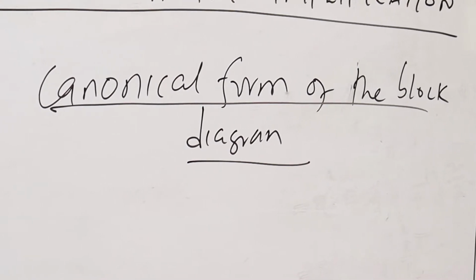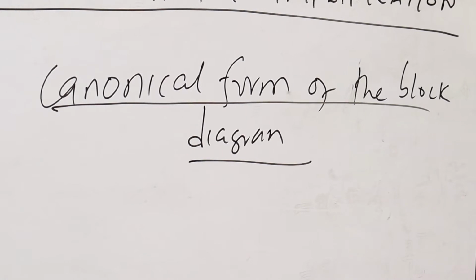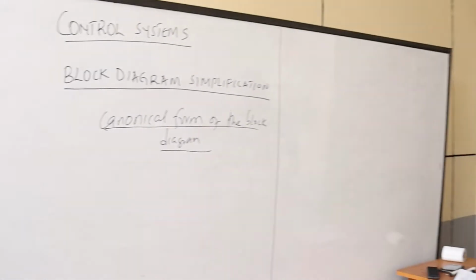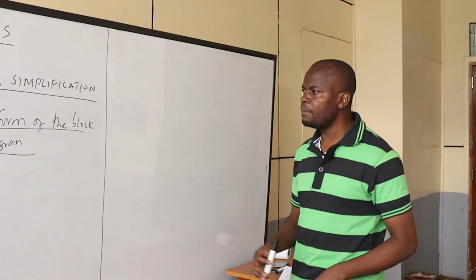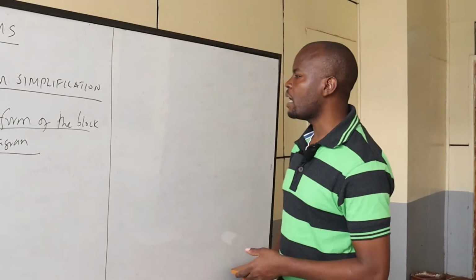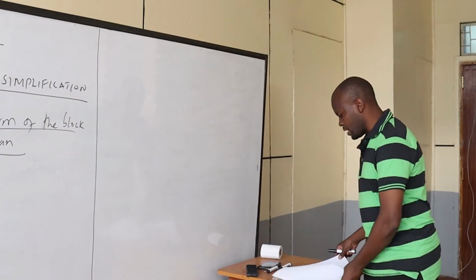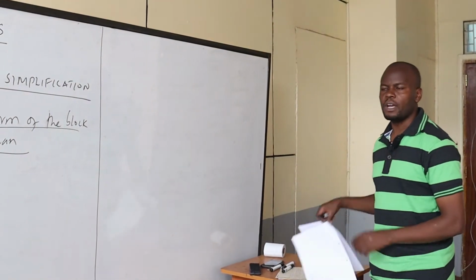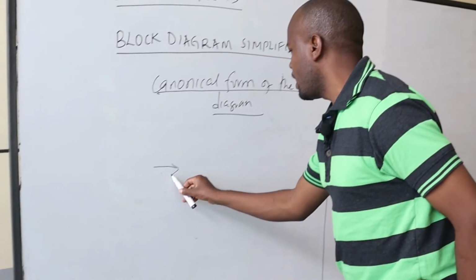So if a system is represented by several block diagrams, then it can be simplified by reducing those block diagrams to canonical form. That is a block diagram that has only one forward element and one feedback element, and this can be just as what we have here. So we can have a canonical block diagram here, whereby you can have that.